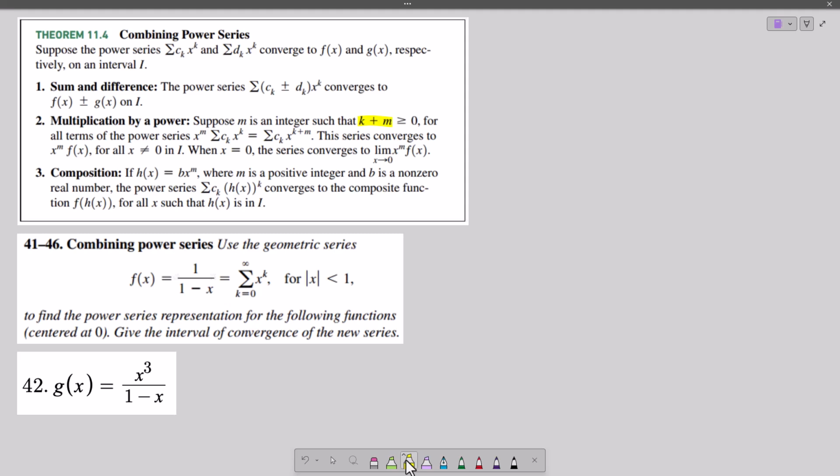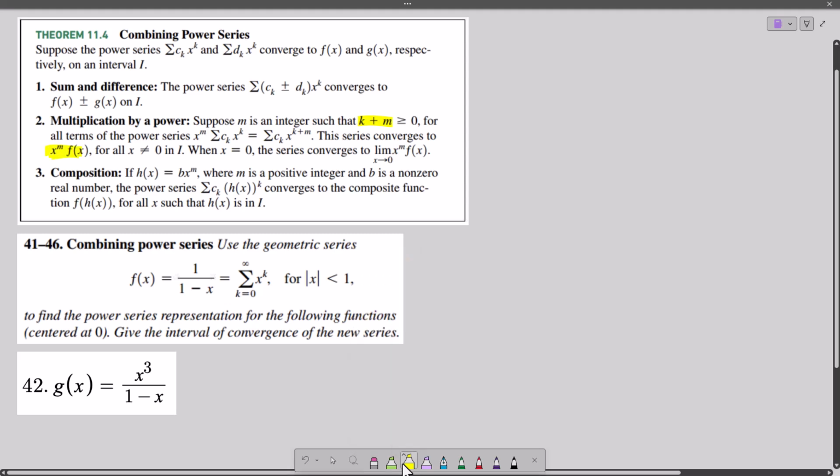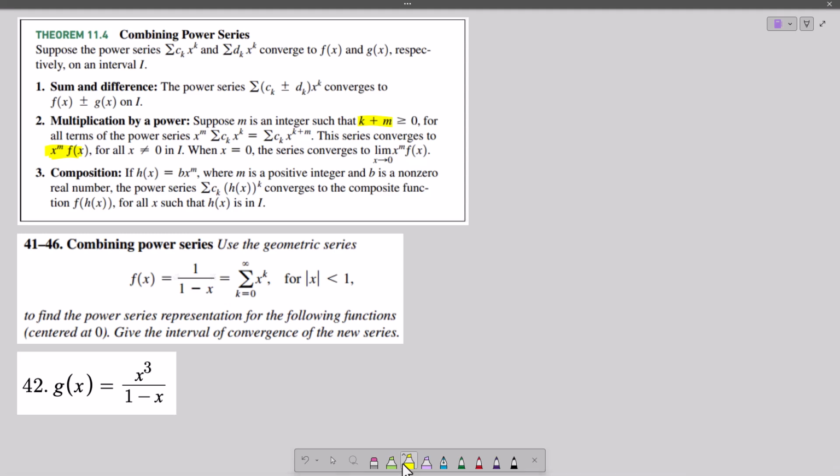Now, that's not something I would put on a test, but just to be complete and explain why you have this intuitive piece: if we multiply by x to the m and that converges, it should converge to x to the m times f. That makes a ton of sense, but there's just one oddball case. If you're multiplying by 1 over x, that's not defined at 0, so you'd have to take a limit. But 99% of the time when you multiply by a power, all you do is multiply it by the function.